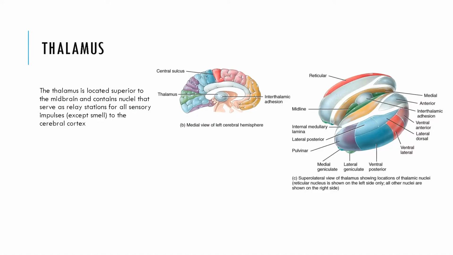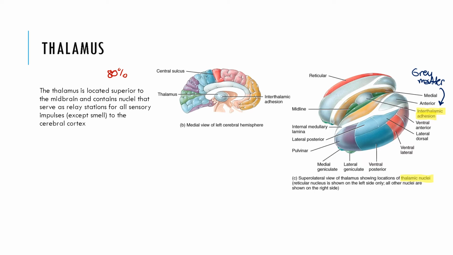The thalamus makes up about 80% of the diencephalon, and it consists of paired oval masses of gray matter organized into nuclei with interspersed tracts of white matter. We can see these on the picture on the right here. Now there's a bridge of gray matter called the interthalamic adhesion. This joins the right and left halves of the thalamus, so this interthalamic adhesion is gray matter.